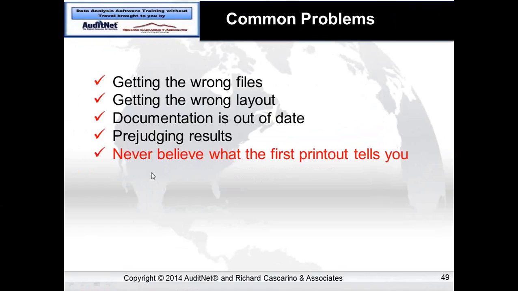Number one, getting the wrong file. You're not looking at the current file, the live file, you're looking at last year's file, a copy of the file, one that we keep specially for the auditors. You need to know that you've got the right file in the first place. Getting the wrong layout. Looking at documentation that's out of date and testing for a condition that doesn't exist anymore.